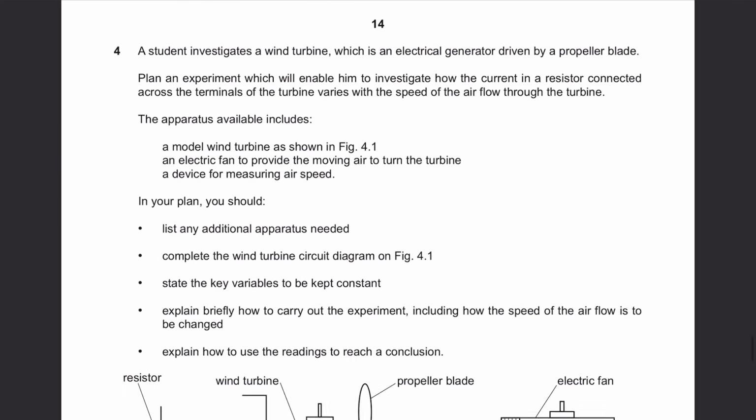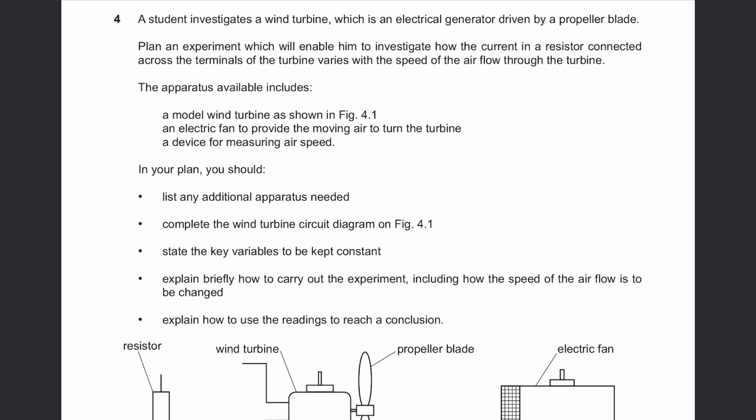Question 4. A student investigates a wind turbine, which is an electrical generator driven by a propeller blade. Plan an experiment which will enable him to investigate how the current in a resistor connected across the terminals of the turbine varies with the speed of the airflow through the turbine.